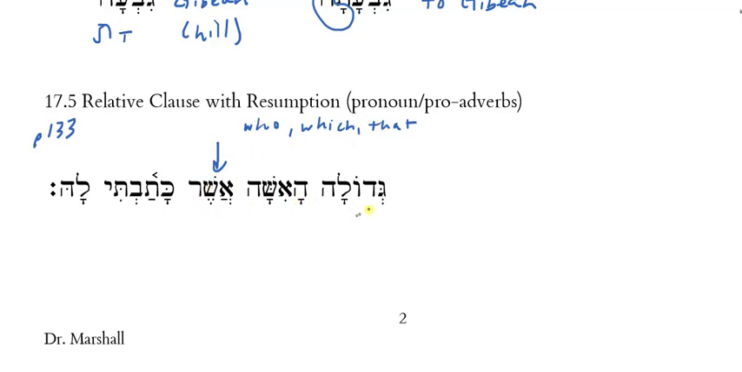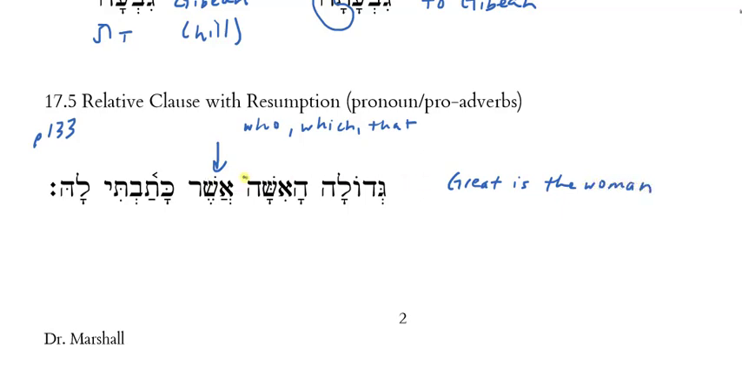So look at my example here. I have Gedolah ha'isha. What does that mean? Is this an attributive adjective? Where do attributive adjectives go? They go after. Remember a, attributive, a after. Attributives go after. So this is actually a predicate use of the adjective. So great is the woman.